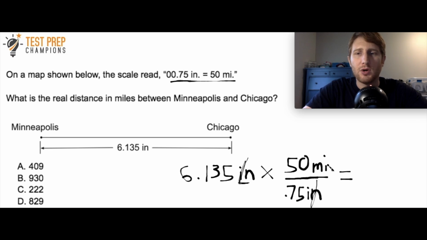So basically, in short, all we're doing here is 6.135 times 50 divided by 0.75, okay? And when we do that in our calculator, hopefully you'll get 409, and that is the correct answer here. So A is the right answer.